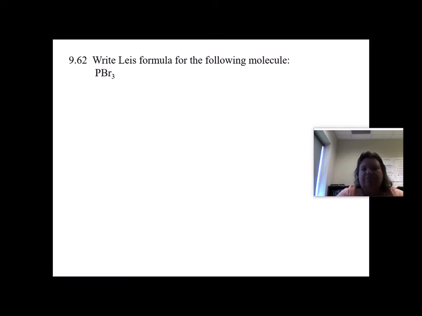Alright, so basically we're going to practice this. The question is: write the Lewis formula, I mistyped that, of phosphorus tribromide.